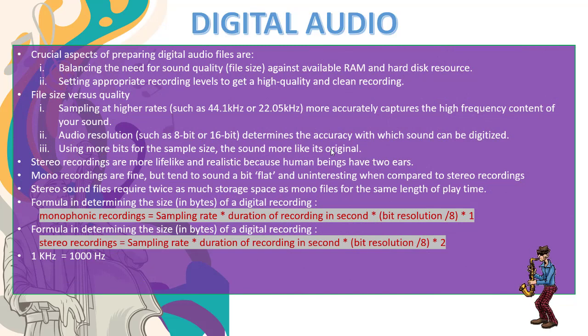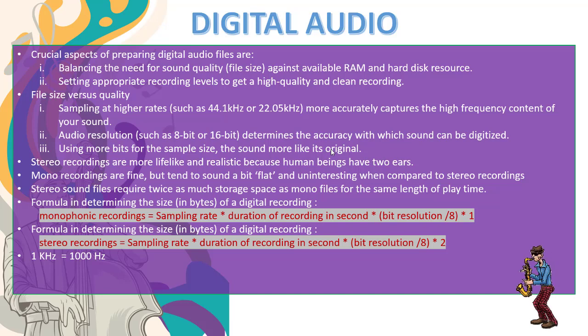Furthermore, as shown in the slide, the crucial aspects of preparing digital audio files are balancing the need for sound quality against the available size of computer RAM and hard disk. Higher quality audio means larger file sizes, requiring longer download times and larger hard disk space to store the files. Next is setting proper recording levels to get good audio sound quality and a clean recording.